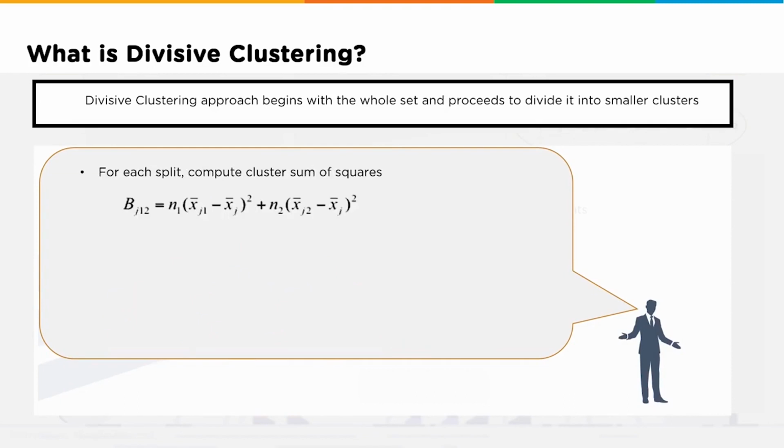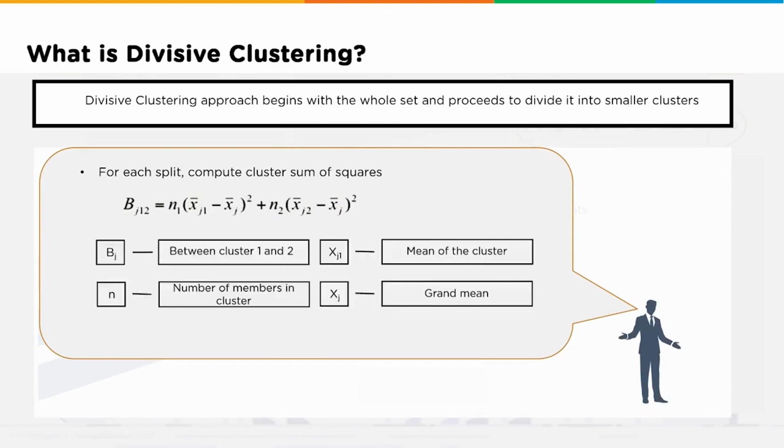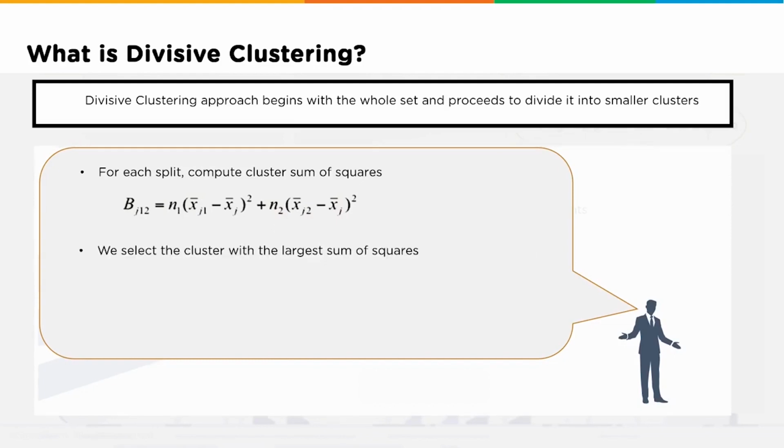ABCDEF. And so for each split, we can compute cluster sum of squares. And we can see here, actually have the formula out for us, B_j12 equals N1 times the absolute value of x-bar minus the absolute value of x-bar squared. So again, we're computing all the different distances in there squared, back to your kind of Euclidean distances. And so we can actually compute B_j between clusters 1 and 2. And we have the mean of the cluster and the grand mean, depending on the number of members in the cluster. And we select the cluster with the largest sum of squares.